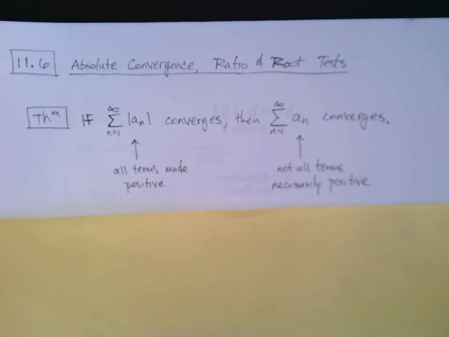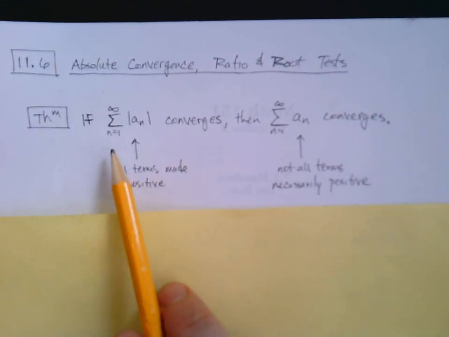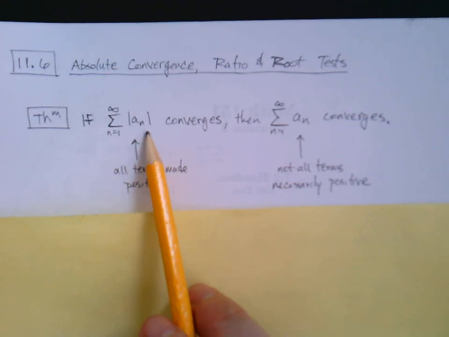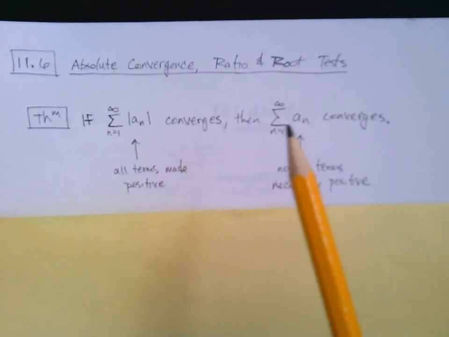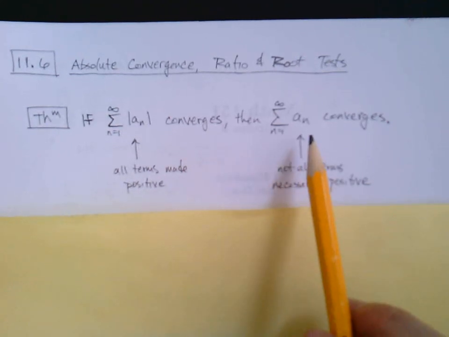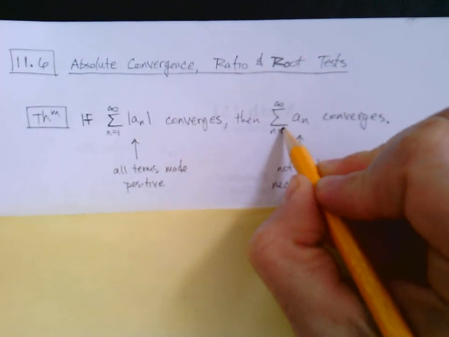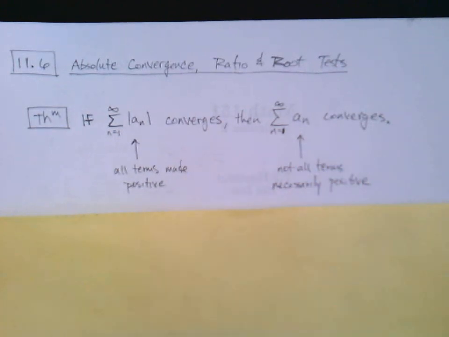Okay, so the theorem says if for n equals 1 to infinity, the absolute value of a_n converges, then we know if we were to remove the absolute value, then that would converge as well. It makes sense why this section would come right after alternating series, although we're generalizing it more here.